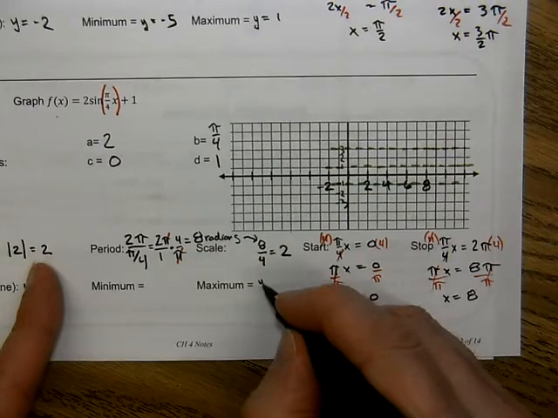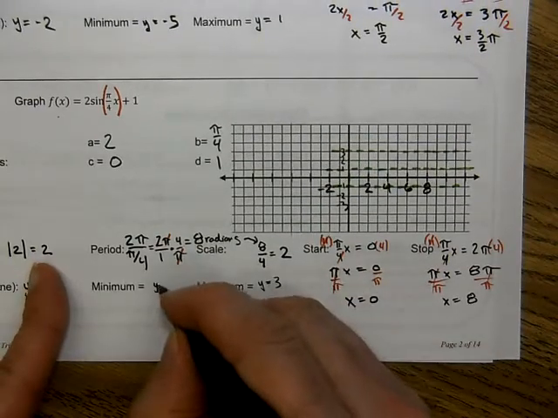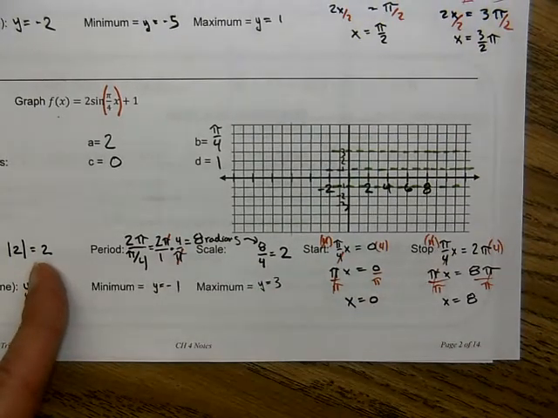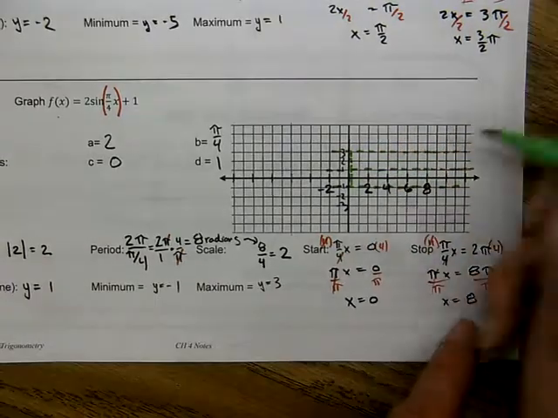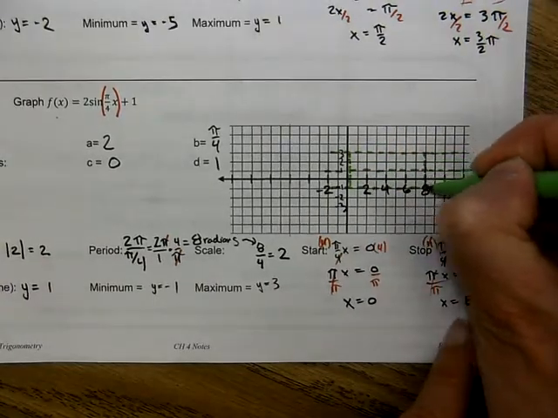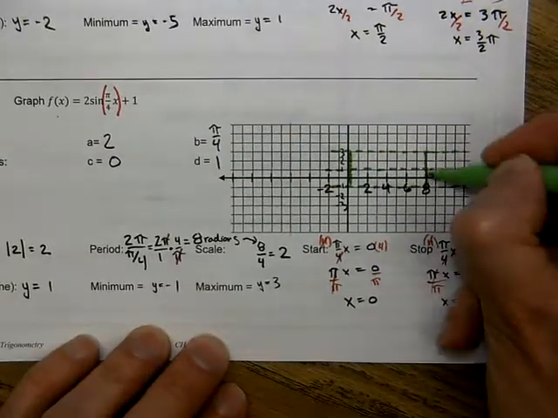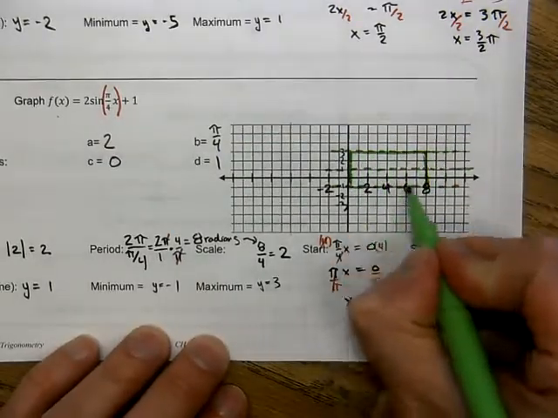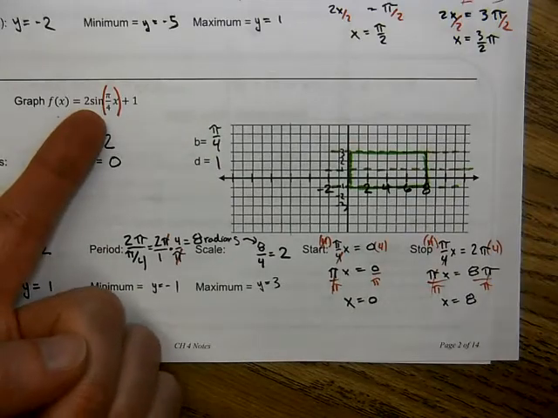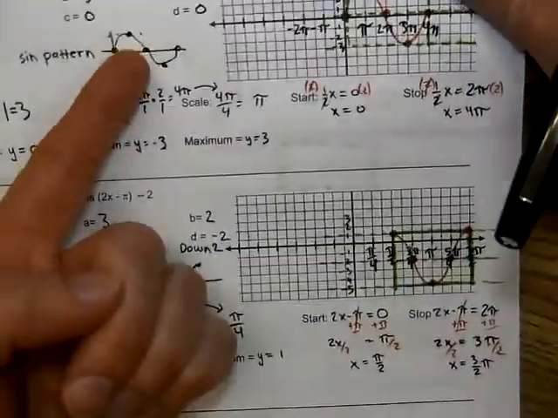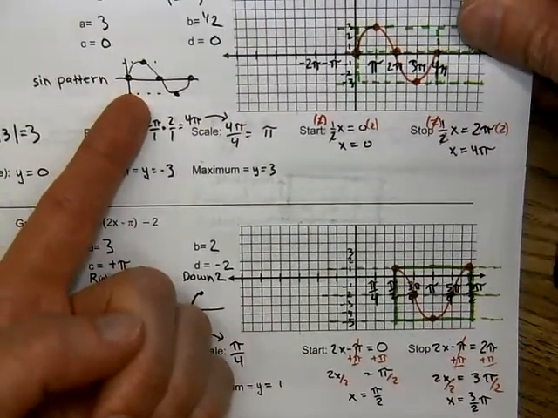So maximum is y equals 3. Minimum is y equals -1. We're starting at 0 and stopping at 8. So there's the box. So then we find our sine pattern because we're trying to graph sine. And again, there it is. There's the sine pattern that we jotted down in example number 1.